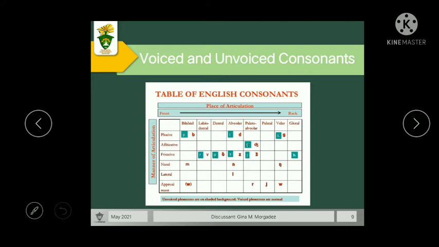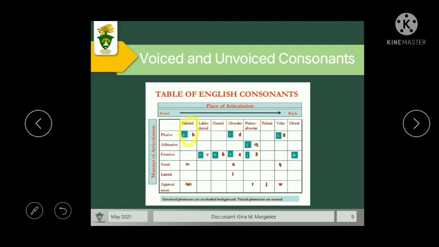So obviously, the place of articulation of these phonemes, the p and b, is bilabial. Both sounds are bilabial because their articulation involves the lips, which move together as p and b are produced. Okay, so as you can see, it involves the lips. When you articulate the phoneme p and b, both of your lips are moving.